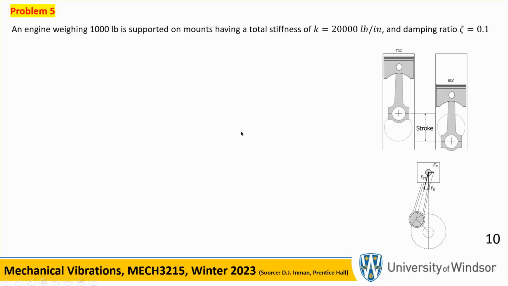So here's the problem: an engine weighing that many pounds is supported on mounts having a total stiffness of this and a damping ratio of 0.01. Basically, we're doing the mass-spring-damper system. So you're given the estimated stiffness, the estimated damping coefficient, and the mass of the object.